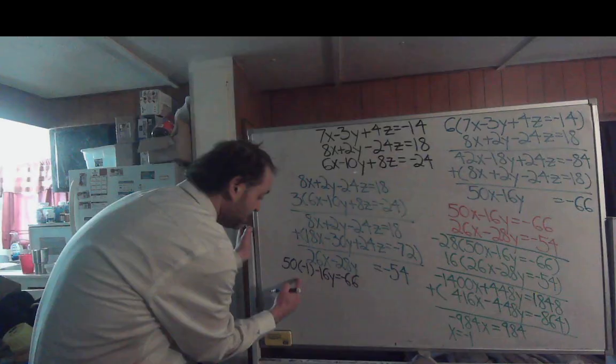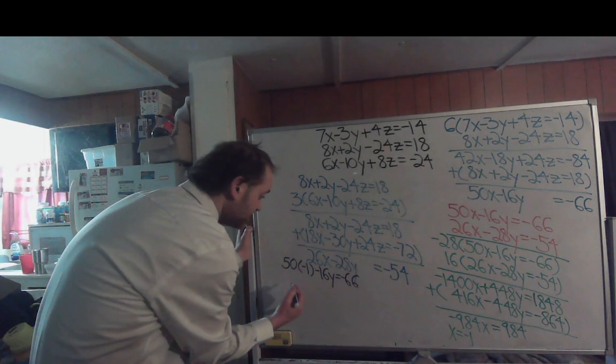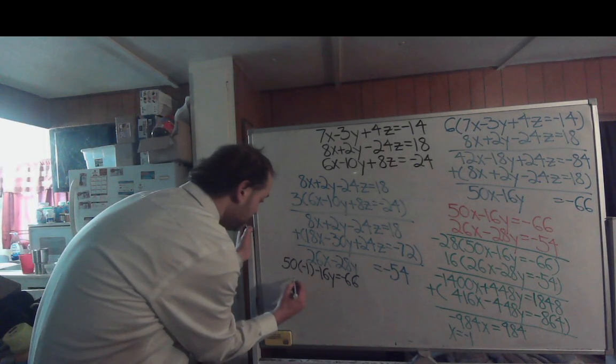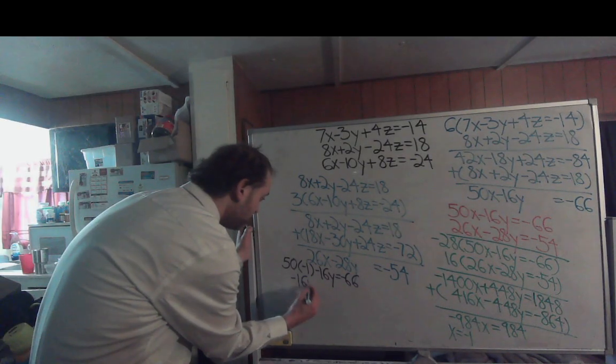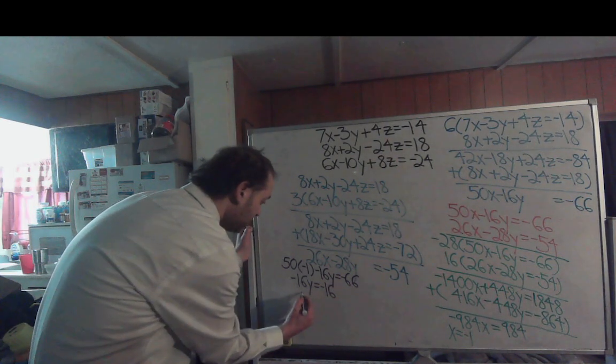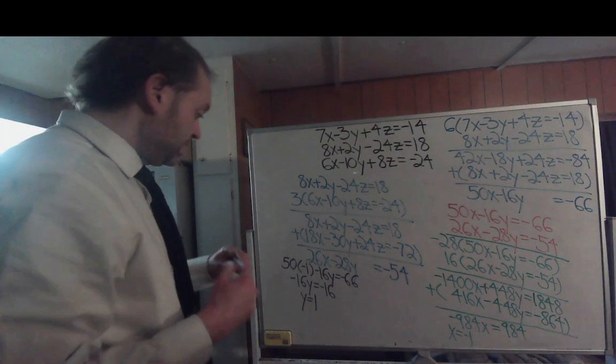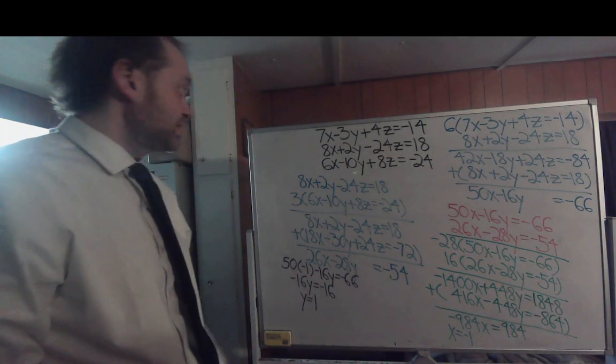Well, that's going to give you negative 50 minus 16y. Take the negative 50 to the other side. You would actually end up getting negative 16y equals negative 16, which would give you y equals positive 1. So now we have x equals negative 1 and y equals positive 1.